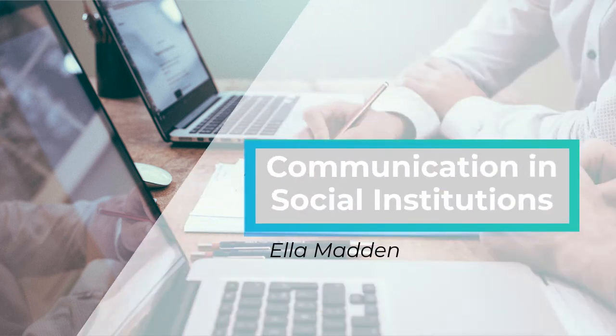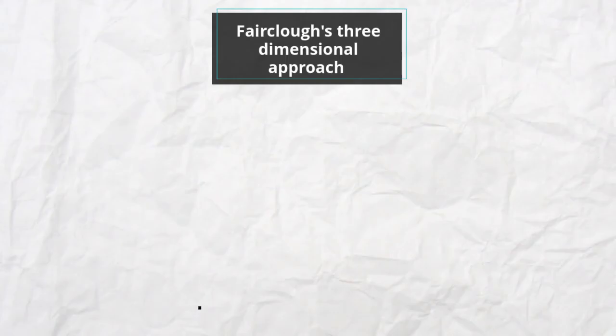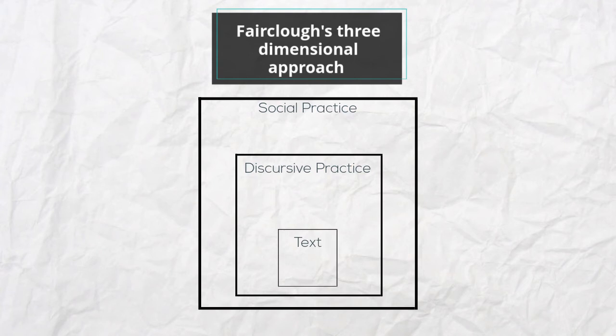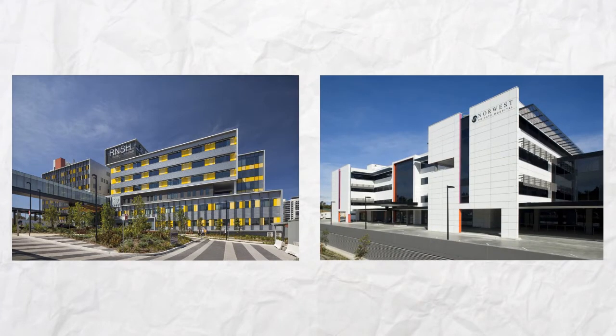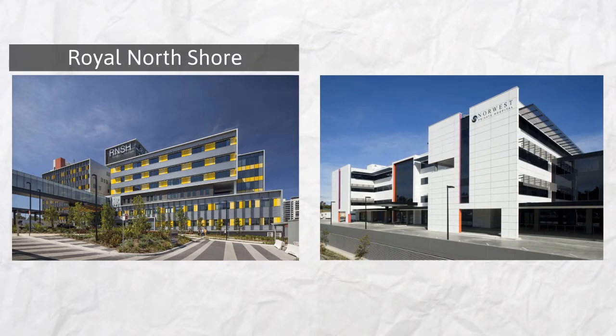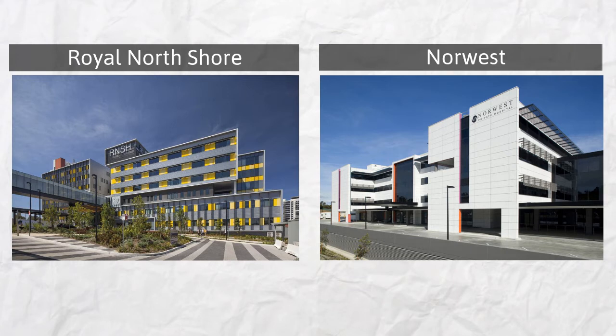This video will demonstrate different linguistic techniques by comparing two examples of institutional texts. By utilising the framework provided by Fairclough's three-dimensional approach to critical discourse analysis, I will be comparing the websites of two hospitals in Sydney, Royal North Shore, a public hospital, and Norwest, a private hospital.